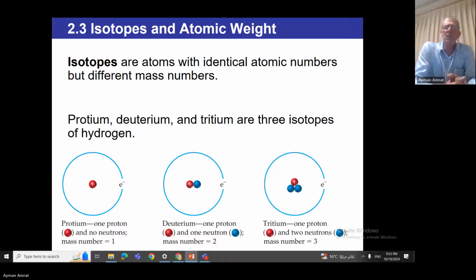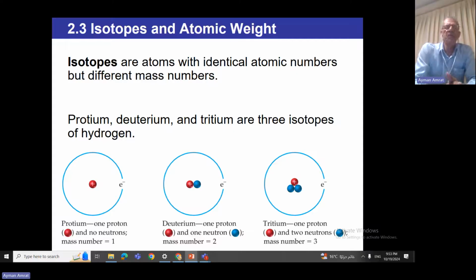Isotopes. Sometimes a given element is found in more than one isotope. Isotopes are atoms with the same atomic number but different mass number, which results from the difference in the number of neutrons. The number of neutrons is different, while the number of protons is identical.